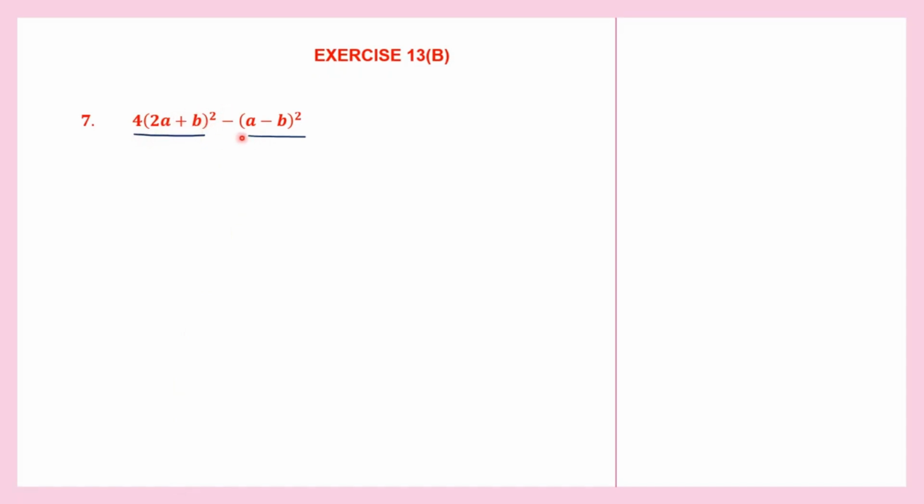A square minus b square. So this is already square, but here only this part is square. 4 is not a square. So we have to write the square root of 4. So the square root of 4 is 2, isn't it?